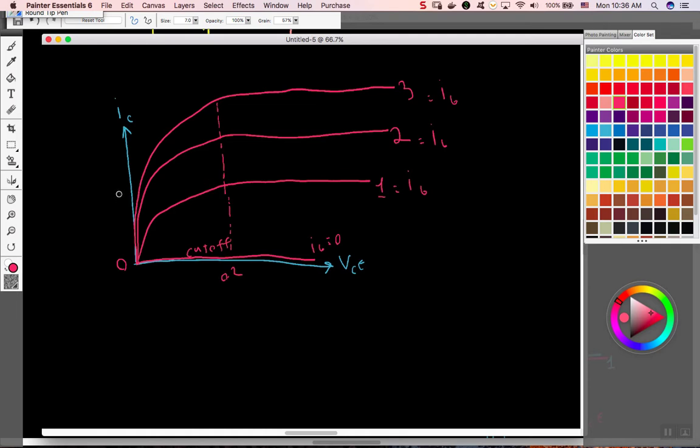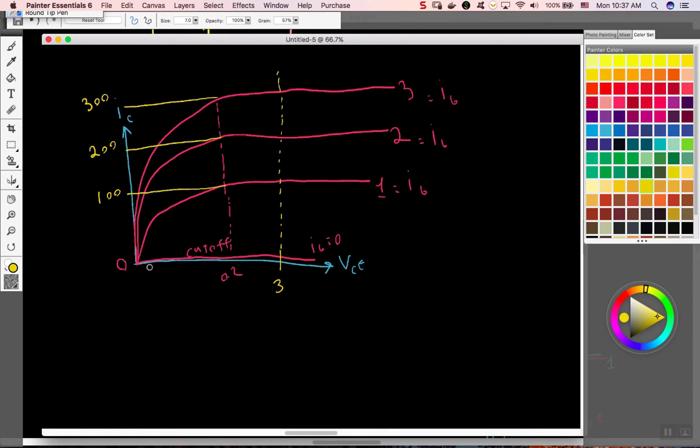In all cases, and this is the most important point, this value is going to be 100 times IB. This is going to be 200. This is a little bit too tall, but it's going to be 300. So when the voltage VCE is above 0.2, let's say the voltage here is 3, IC is 100 times IB. Any number above 0.2, IC is 100 times IB.